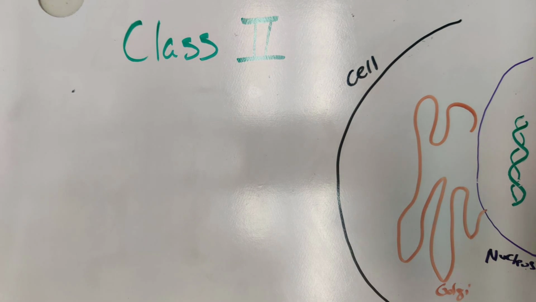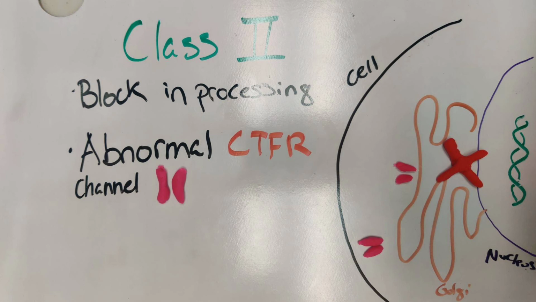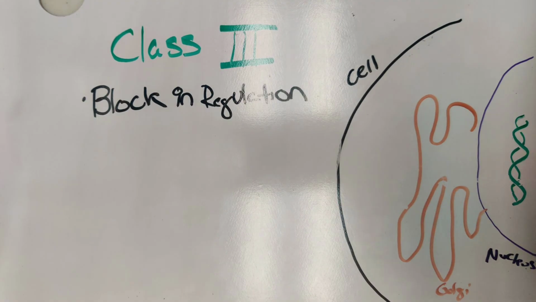In class 2, there is a block in processing in the Golgi body. An abnormal CFTR protein is made. 88% of cystic fibrosis patients have this mutation. In class 3, there is a block in regulation.